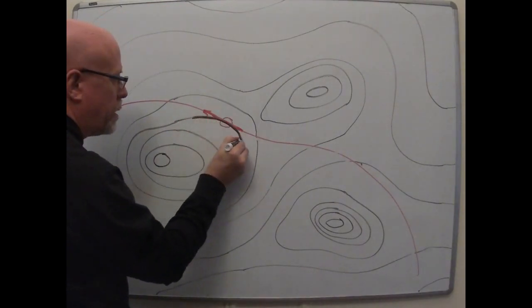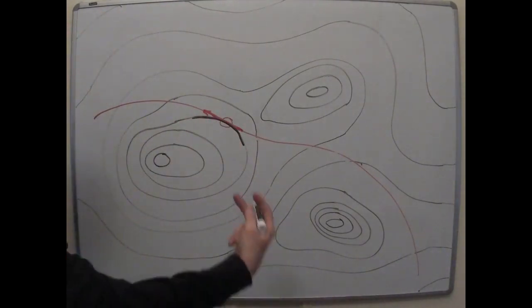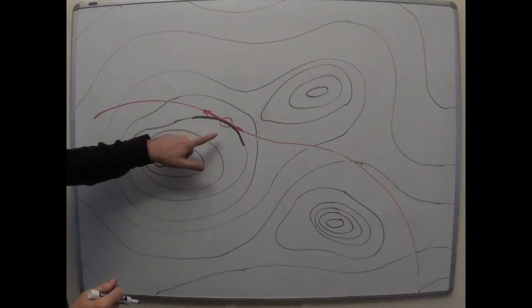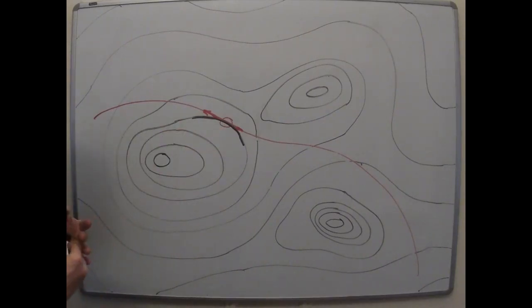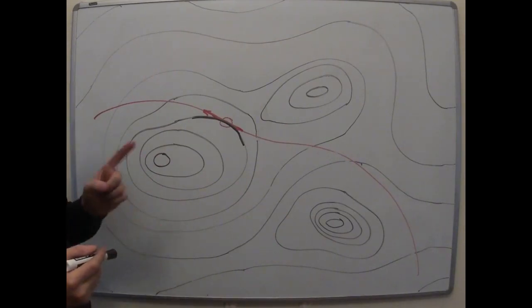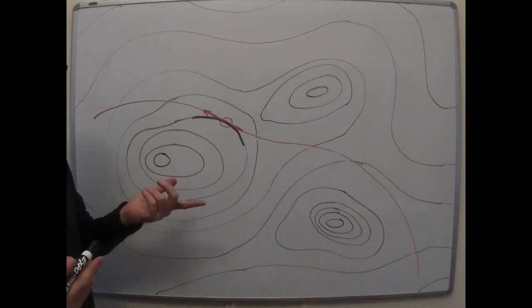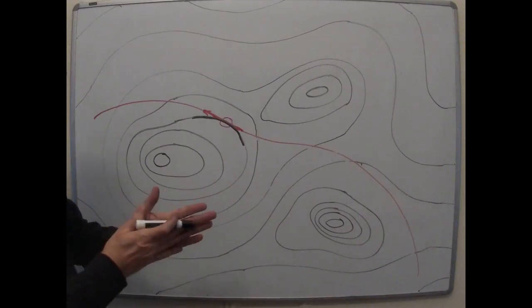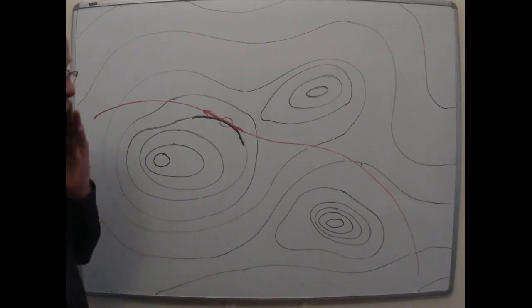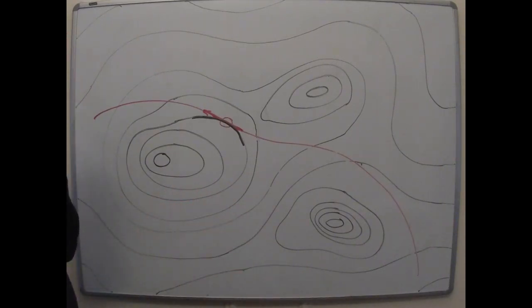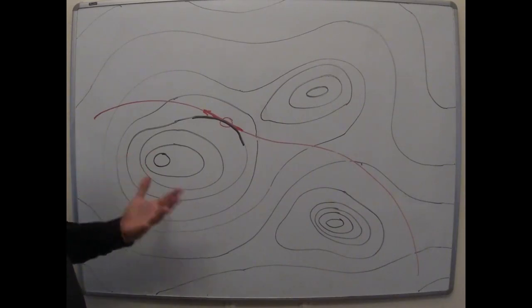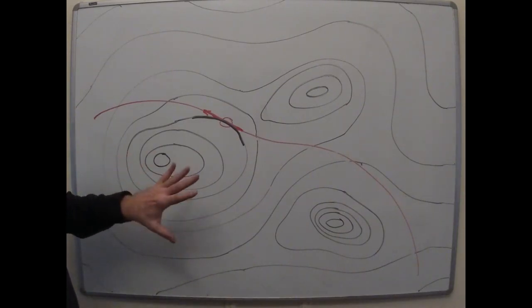I'm darkening in the contour line so you see it. So when we're at the highest spot, we're running parallel to a contour line. That actually makes great sense if you think about it. If you were crossing the contour line, you're still either going up or down. But when you run parallel to it, you've kind of reached a max.